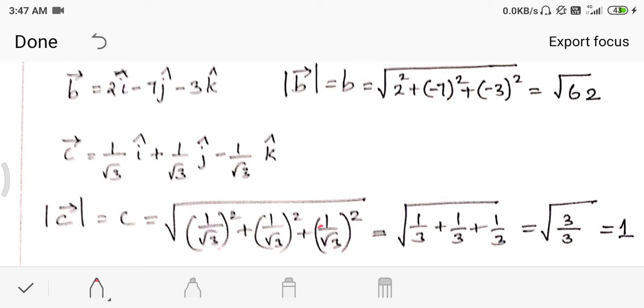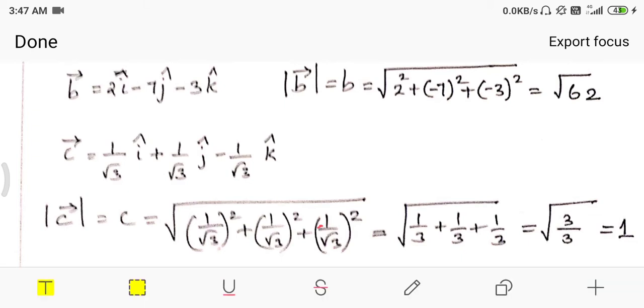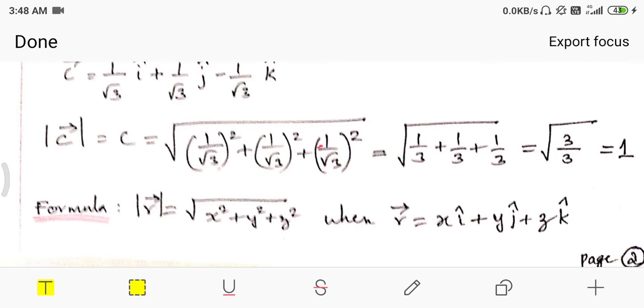Here a negative sign is missing. Make a note of that. Negative 1 by root 3 the whole square. When you square, the negative changes to positive. So the final answer is 3 by 3, root of 3 by 3 is equal to root 1, which is just 1. Okay, I have given the formula at the bottom.